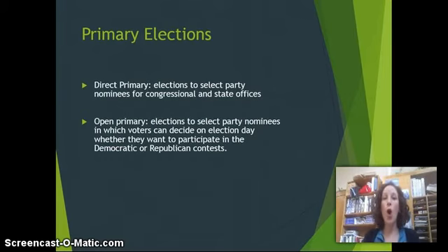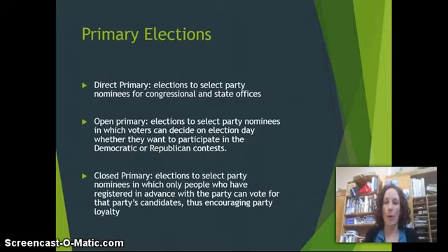An open primary in a state is the same thing, but we're talking now in more specific detail about the primary. In an open primary, you can go vote for your nominee on election day, but you can decide that day which one you're going to participate in. So you can't vote in both the Democratic and Republican primaries, but you can show up that day and decide, I want to participate in this one or that one.